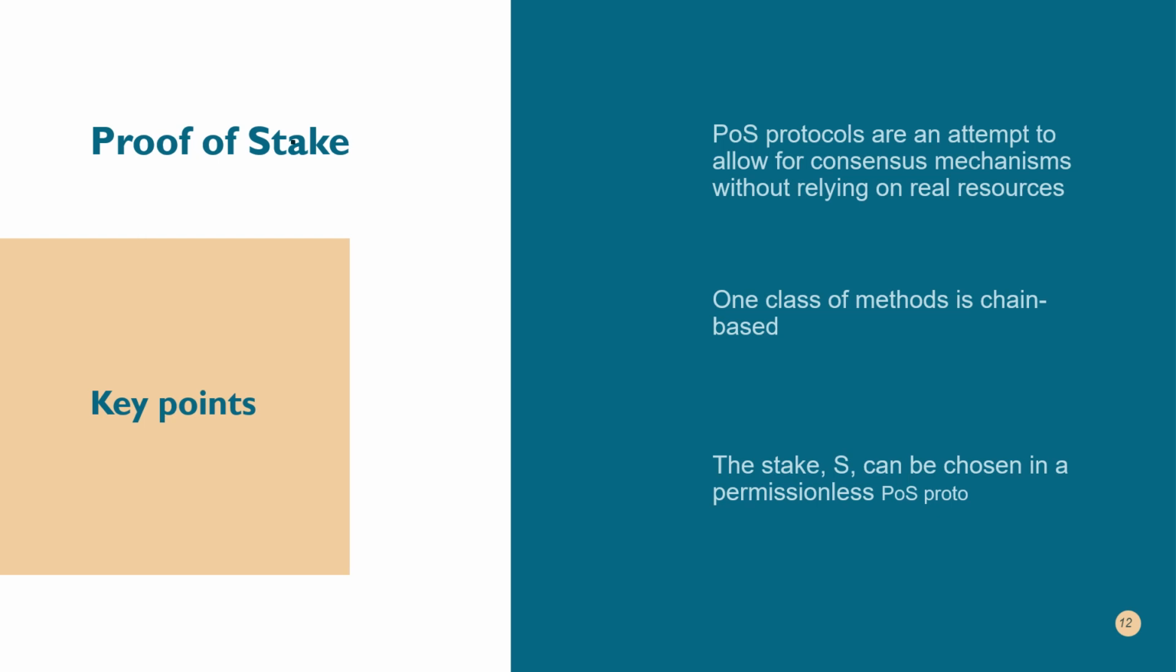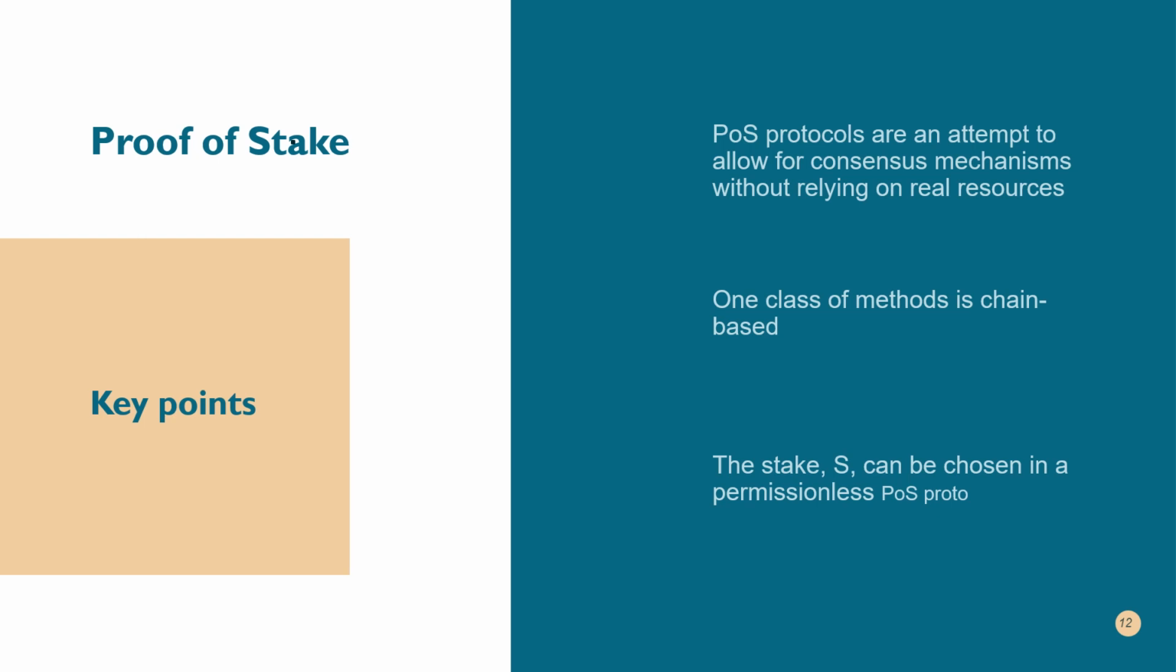So, for proof of stake, there are some points. First, POS protocols are an attempt to allow for consensus mechanisms without relying on real resources, as in POW. This is achieved by requiring nodes to stake a sufficient quantity of tokens in order to be considered as a validator for a new block of transactions. Second, one class of methods is chain-based. This implies that validators have a probability of proposing a block and receiving a block reward based on the amount they have staked to the network, like POW, as mentioned.